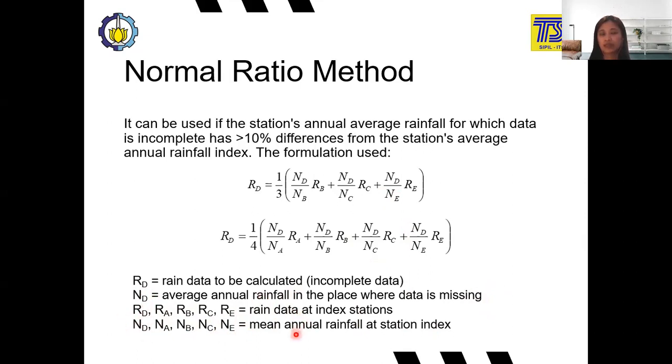This is the mean annual rainfall at the station index. The mean annual rainfall or the average annual rainfall is the same, right? It's the average value of the rainfall in each station.